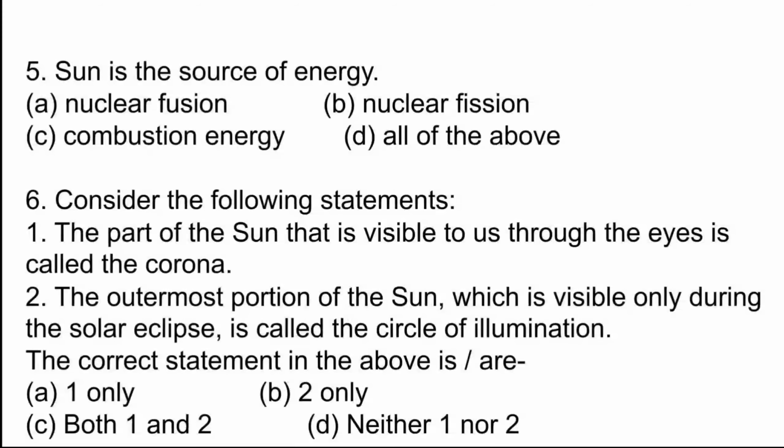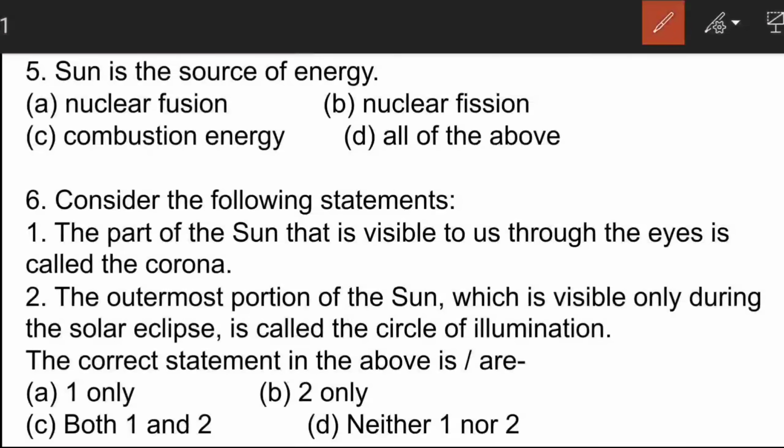Sun is the source of energy. So it's a very easy question. Nuclear fusion will be the correct answer. The next question is, consider the following statements. The part of the sun that is visible to us through the eyes is called the corona. The outermost portion of the sun, which is visible only during the solar eclipse, is called the circle of illumination. If you read the statements correctly, you will find that both the statements have been interchanged. So D will be the correct answer.